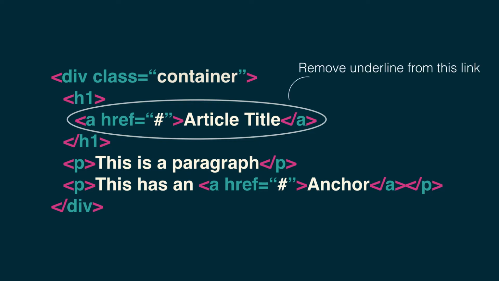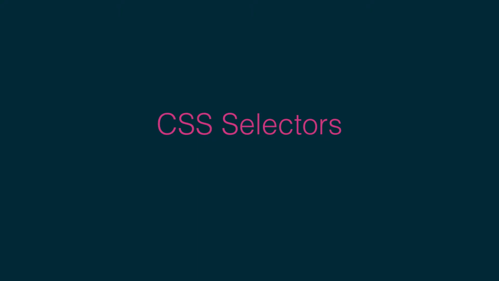And we want to remove the underline from this particular link. Now, notice that there is also another link. So we can't just style all anchor tags because we want, for some reason, the one on the bottom to keep its underline. So now we're going more into CSS selectors, which we talked about on Thursday.